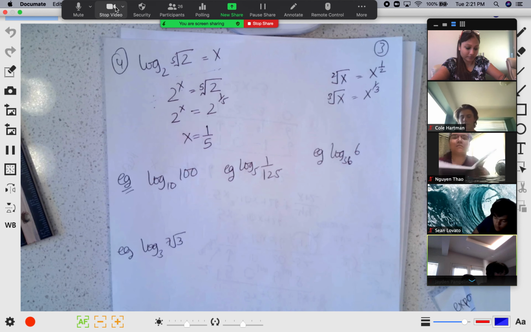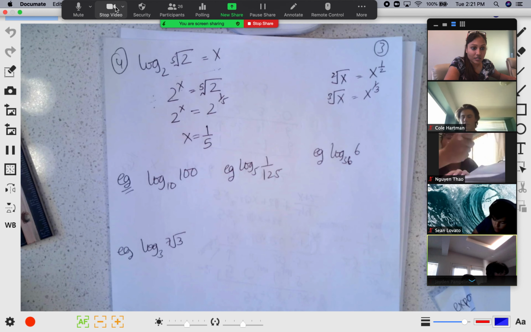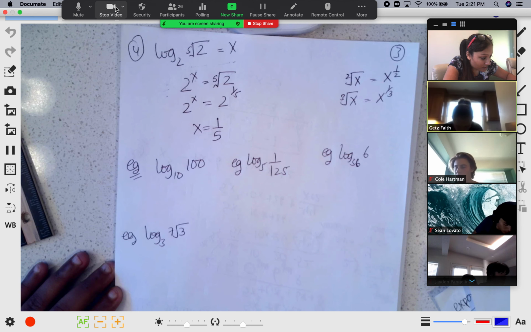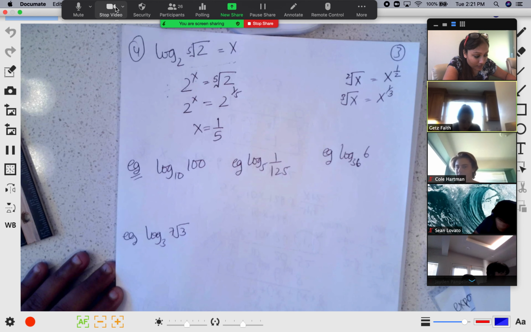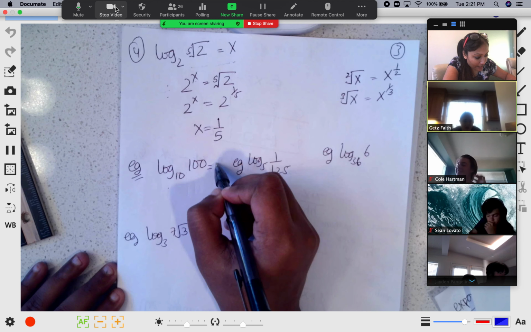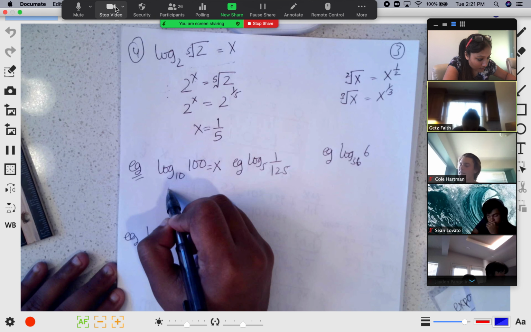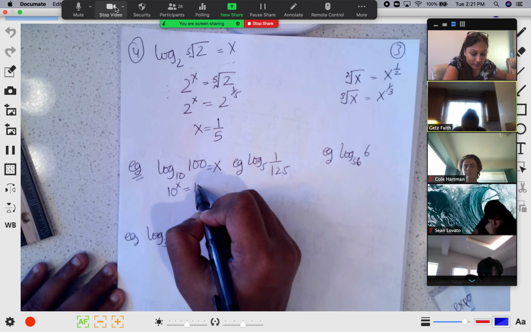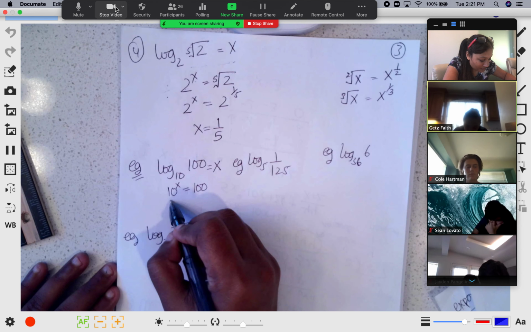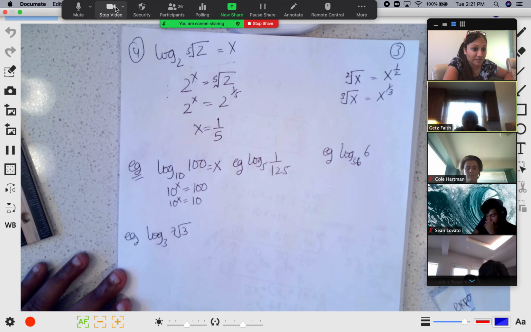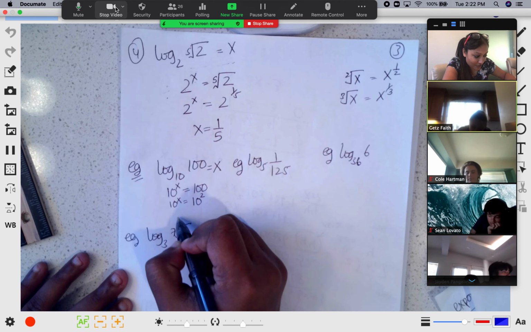Faith, what did you get for the first one? I got x equals 10. So how did you do it? I put the equation equal to x, and then I got 10 to the power of x equals 100, and then 10 to the power of x is equal to 10 to the power of 10. Oh, wait, no, 2. Yes. So x equals 2. Really good.